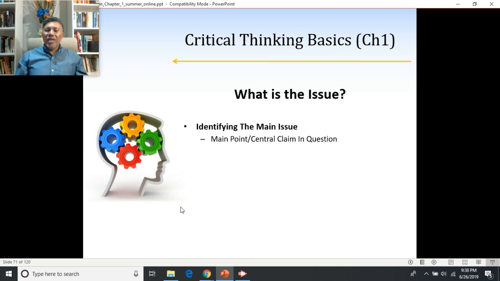Okay. So when identifying an issue, we're trying to figure out what's the main issue. The first thing you should do is figure out, well, what's the main point? What's the central claim that's in question here? That's the issue. Right? The issue is that central claim in question. The main issue is the question of whether or not that main point is true or false. Sometimes it can be hard to find. Again, as we mentioned in the last lecture, people talk organically, right?